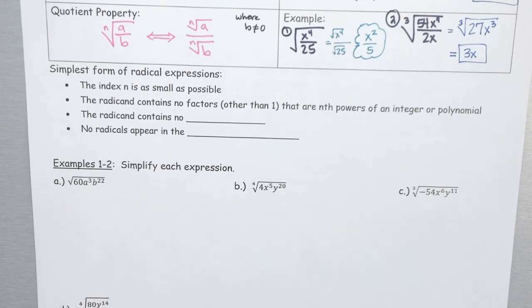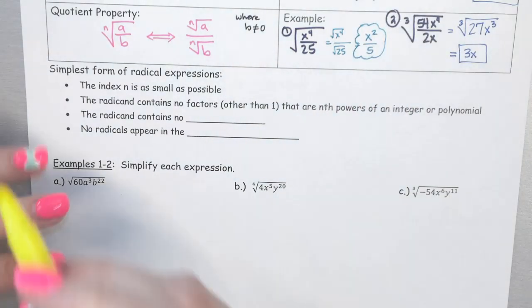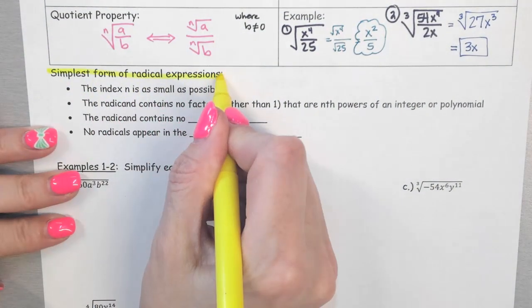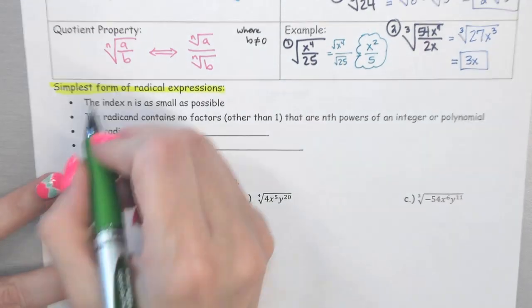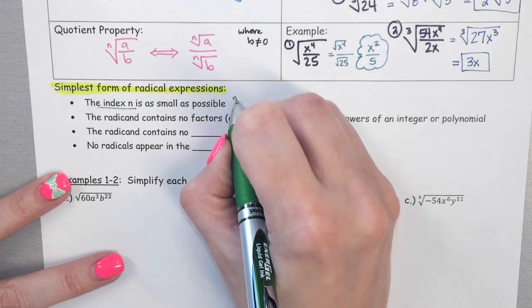All right, so a lot of times in this section, it's going to tell you to simplify. So there's a few things you want to look for to make sure that you are in the simplest form. Okay, so the first thing is that the index value, n, is as small as possible. Okay, so the nth root.